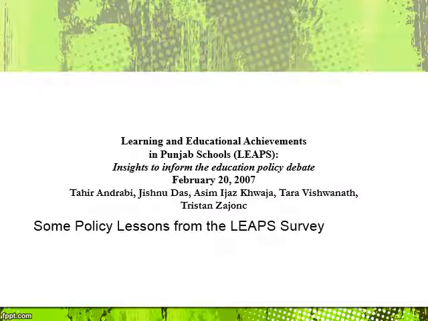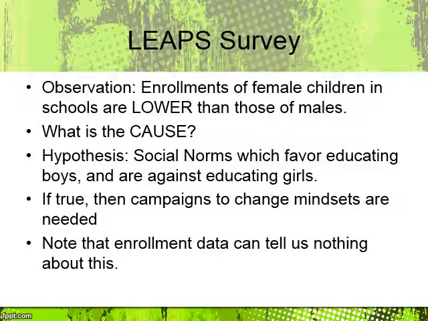So we will study 3 examples to show how causation matters and how this is not the same as correlation. First of these examples is from the LEAP survey of educational achievements in Punjab schools. Data from this survey and many other surveys shows that the enrollment of female children in schools is lower than the enrollment of males. So the question is, what is the cause for this observation? And one obvious hypothesis is that there are social norms which favor educating boys and are against educating girls. In the context of Pakistani culture, this seems very plausible.